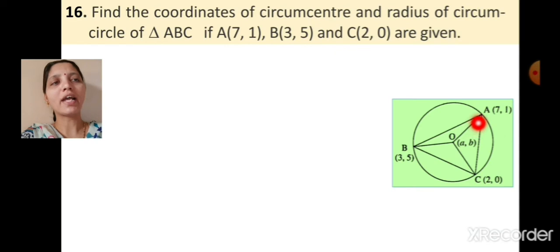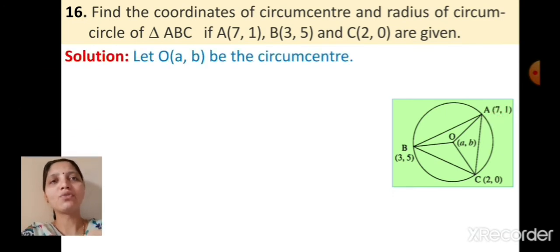So here triangle ABC is given to us and their coordinates are also known to us. And what we have to find out? We have to find out the coordinates of point O, which is the circumcenter of this triangle, and we have to find the radius of the circumcircle. Now what is the radius here? Radius is OC. Okay. Now there are three radii we can see here: radius OB, OC and OA. Okay. So let's start with the solution here.